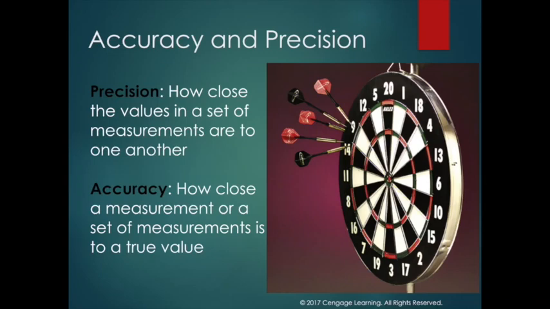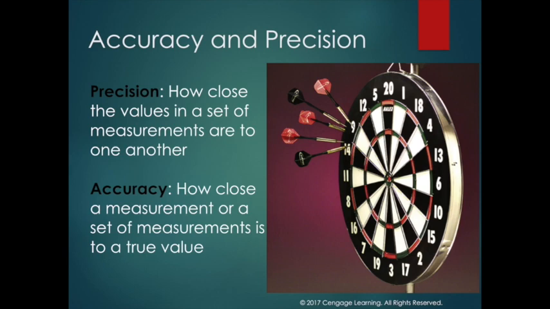Okay, so when we're taking measurements, two things that we want to look for are precision and accuracy. Precision is how close the values are to each other. A lot of times we'll do several trials of an experiment to check for precision. For the example in our picture there, we have multiple arrows far away from the target, but all clustered together, which shows good precision.